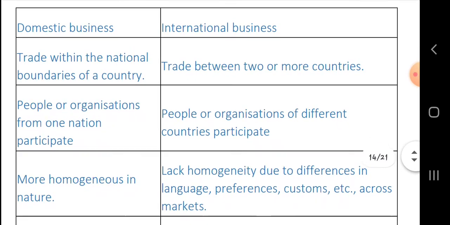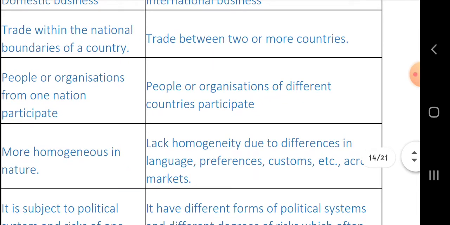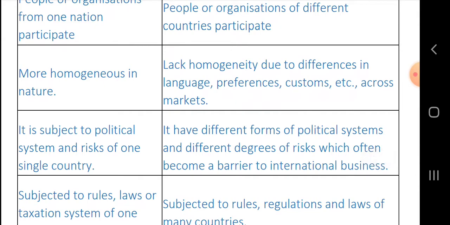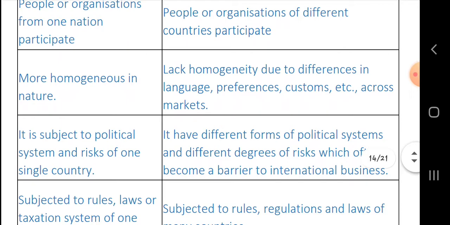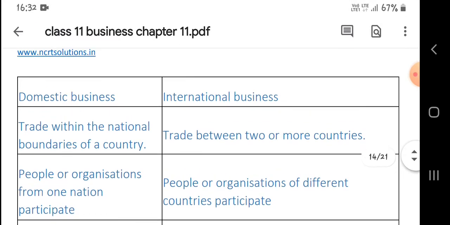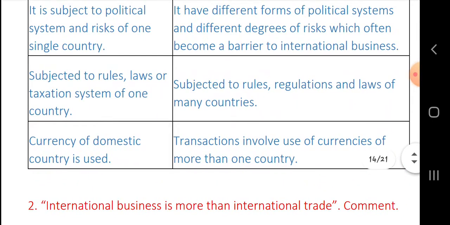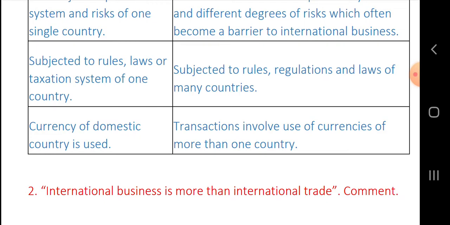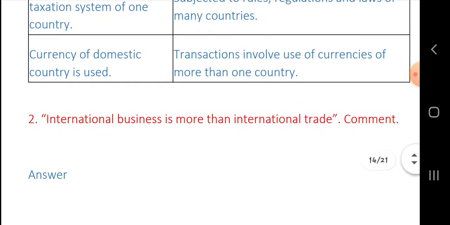Domestic business is more homogeneous in nature, while international business lacks homogeneity due to differences in language and other things. Domestic business is subject to the political system and risk of one single country, while international business involves different forms of political systems and different degrees of risk. It is also subject to the rules, laws or taxation system of one country in domestic business, but to the rules, regulations and laws of many countries in international business. The currency of the domestic country is used in domestic business, while transactions in international business involve the currencies of more than one country.